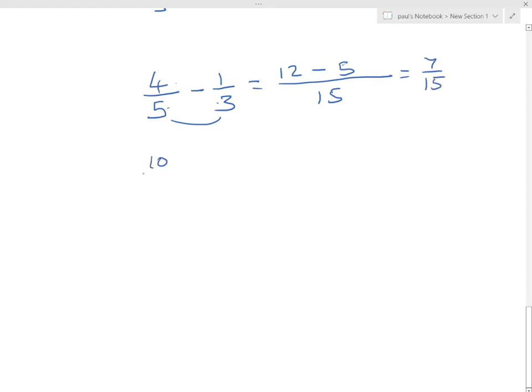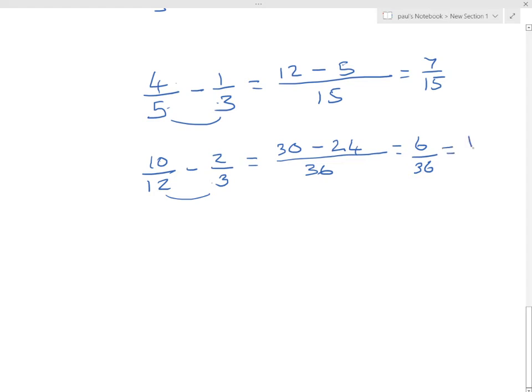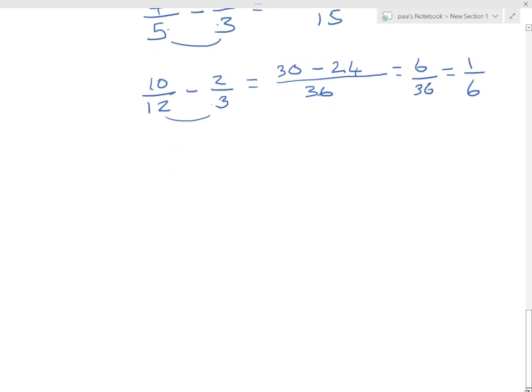10/12 minus 2/3. Sometimes these numbers get a bit big. 12 times 3 is 36. 3 times 10 is 30. Minus 2 times 12, sorry, is 24, which is 6 over 36. I can divide both of those by 6, which will give 1 over 6. So that's add and subtract, top heavy, mixed.